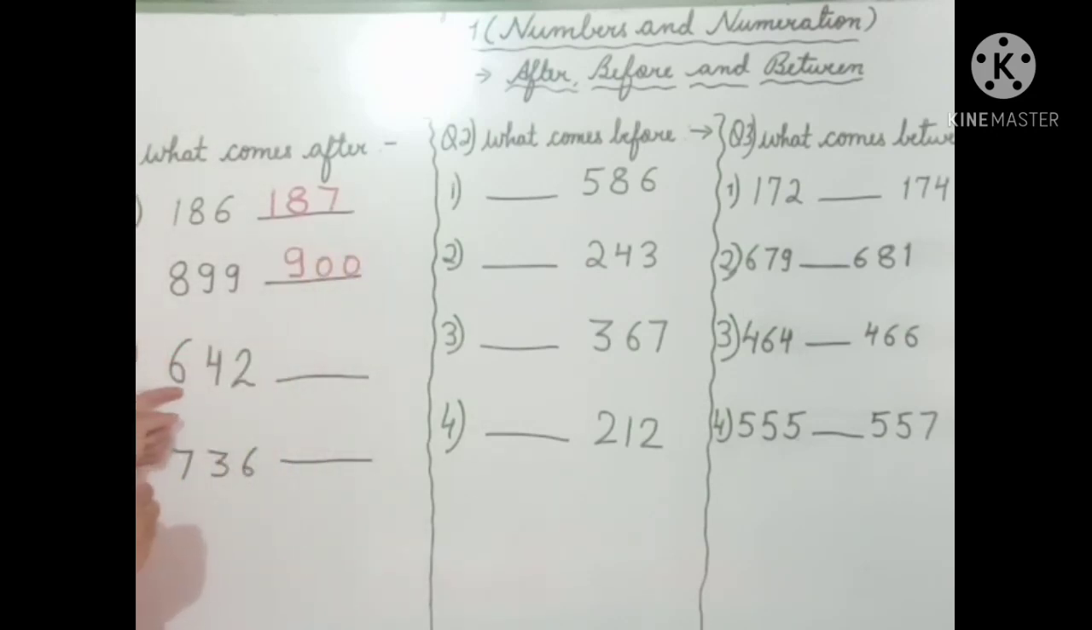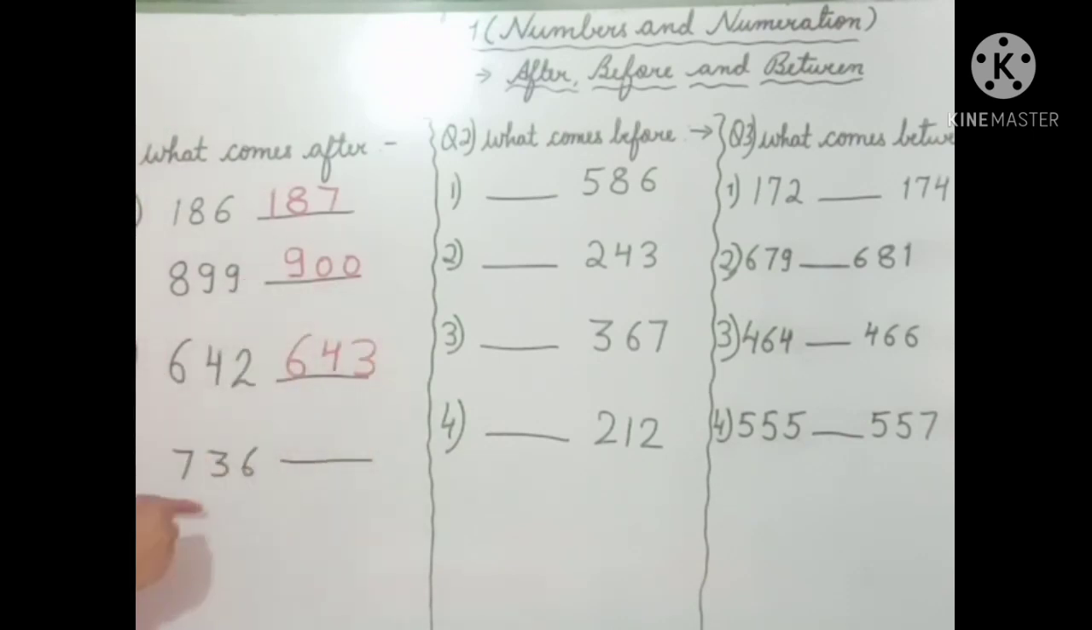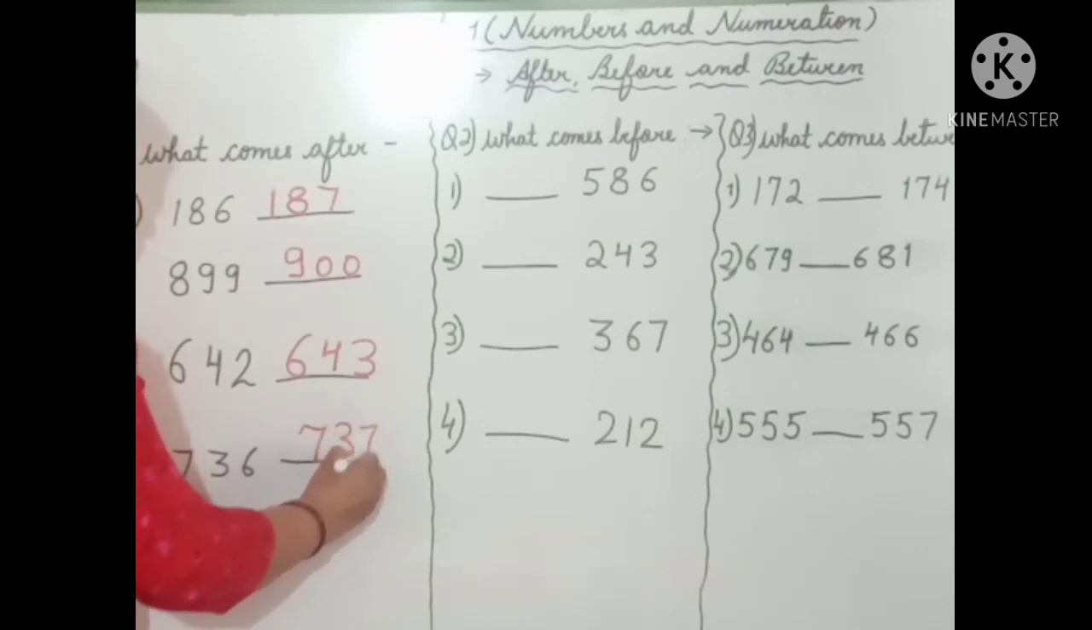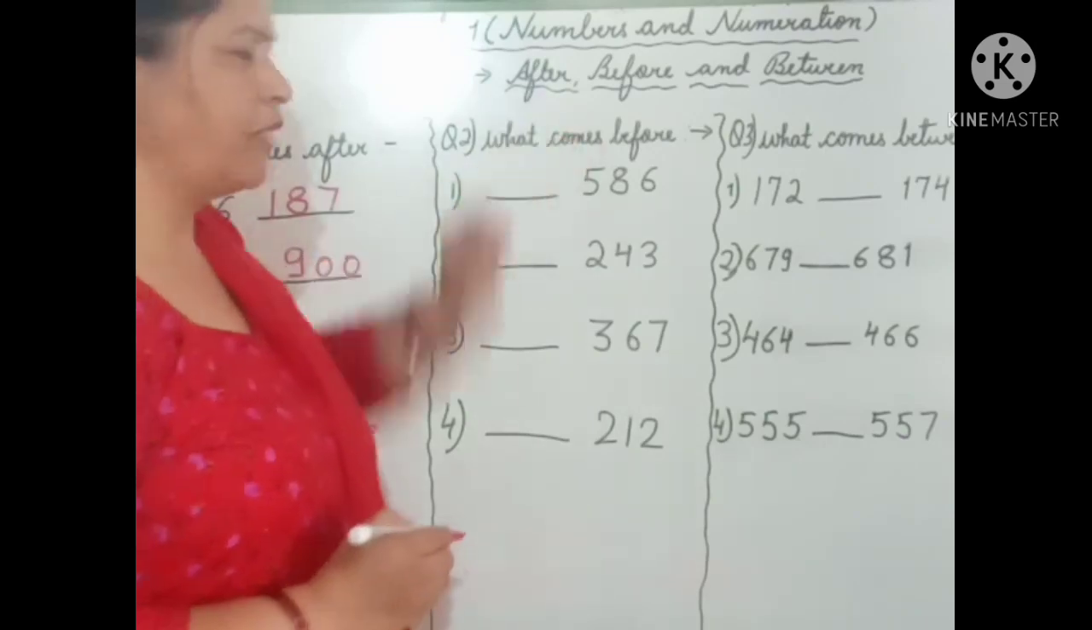Next one is 642. So the next number is 643. Next one is 736. So our next number is 737. Now we come to question number two, that is what comes before.